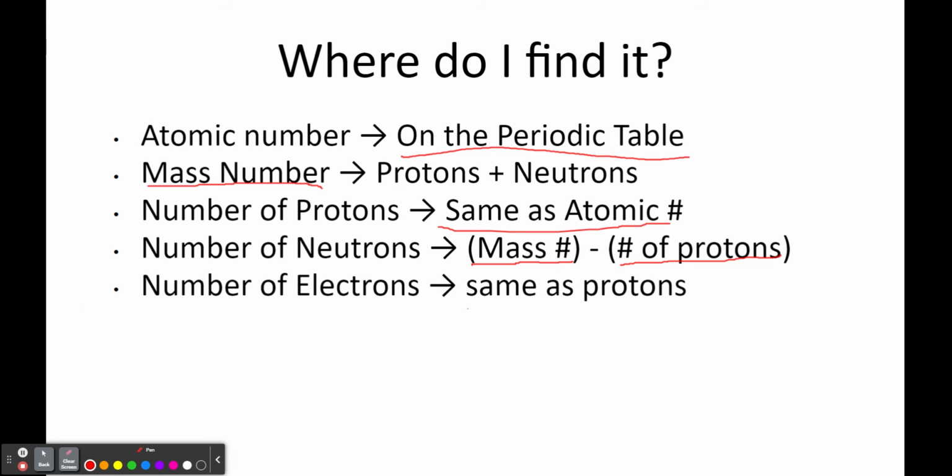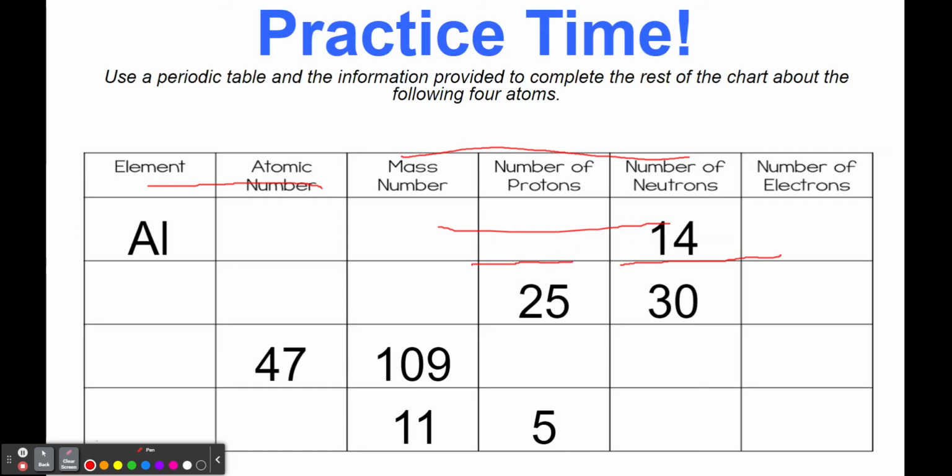All right, the number of electrons is going to be the same as protons as long as it's a neutral atom. If it's a charged atom, then it's going to be different. Charged atoms we call ions, and we'll get into those more next unit. Okay, so here's a little cheat sheet on where to find this info. Okay, so then you got some practice here.